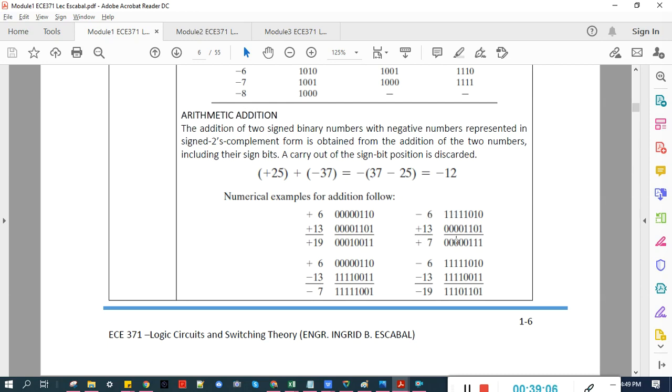In binary, that is performed by using the 2's complement, signed 2's complement. Negative 6: we get the 2's complement of positive 6, so we invert each bit and add 1.